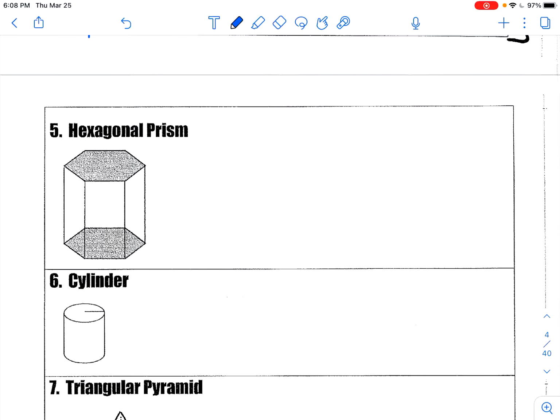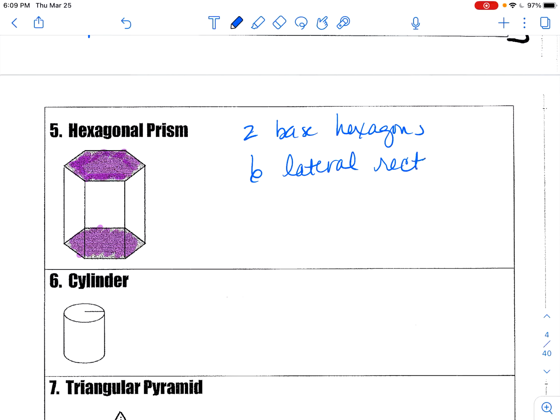All right, the next one is the hexagonal prism, and we can see that the bases are the hexagons. Remember, in each of these prisms, you have two congruent bases. And we've got the lateral rectangles. This time they're standing. 3 in the front, and of course you'll have the 3 in the back. So we have 6 lateral rectangles.